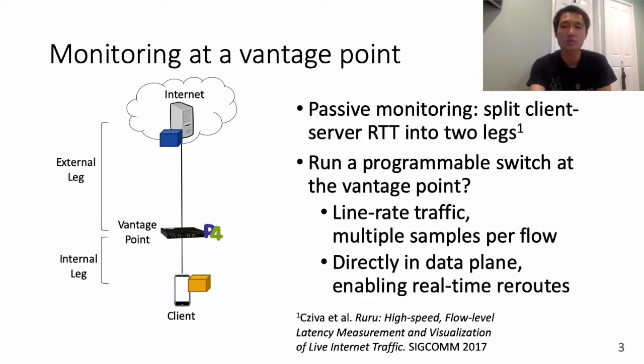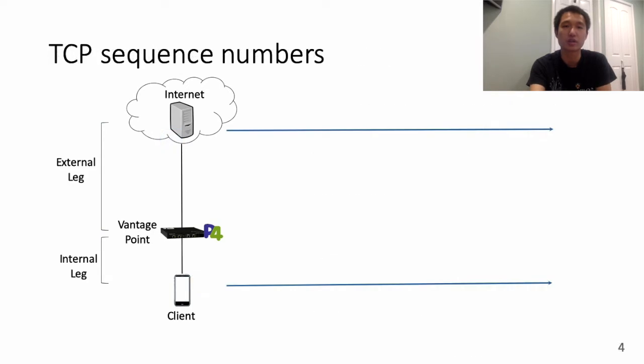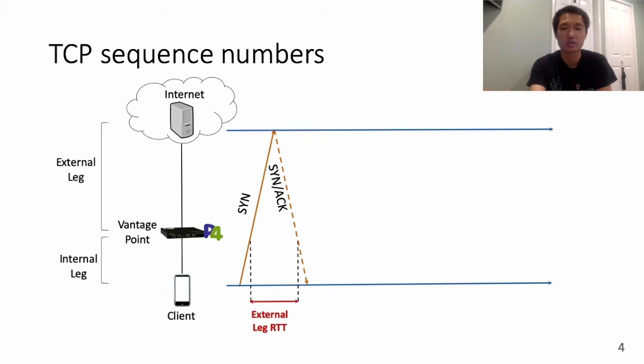Our work uses TCP sequence numbers and acknowledgement numbers to measure RTT. Traditionally, prior work only measures TCP RTT using handshake packets. So when seeing the SYN packet at the vantage point and the acknowledgement packet from the internet, we can try to deduce the external leg of RTT. Afterward, when the client finishes the three-way handshake, we can have a sample for the internal leg RTT.